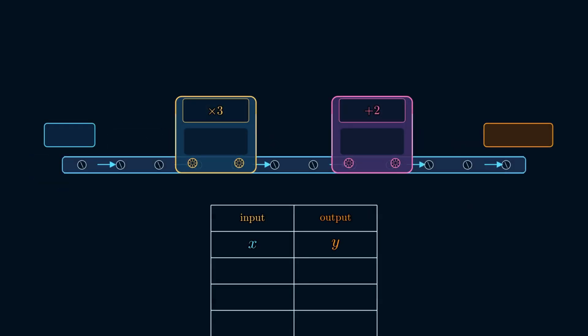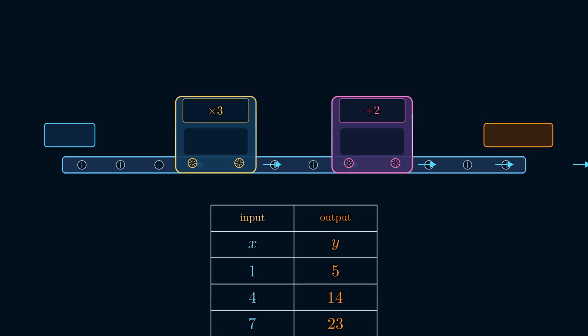Now we move into number machines. The first machine has 2 steps. Multiply by 3, then add 2. Start with 1. 1 multiplied by 3 is 3. 3 plus 2 is 5, so 1 becomes 5. Start with 4. 4 multiplied by 3 is 12. 12 plus 2 is 14, so 4 becomes 14. Start with 7. 7 multiplied by 3 is 21. 21 plus 2 is 23, so 7 becomes 23.